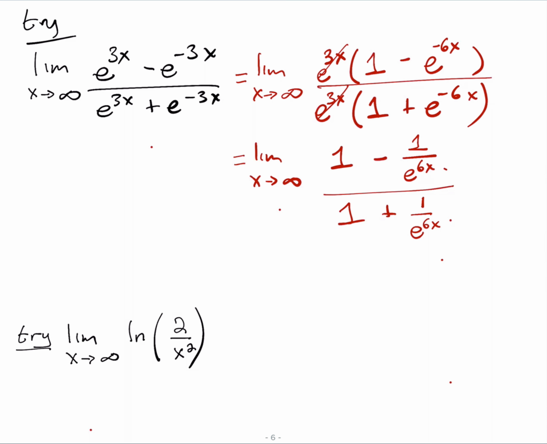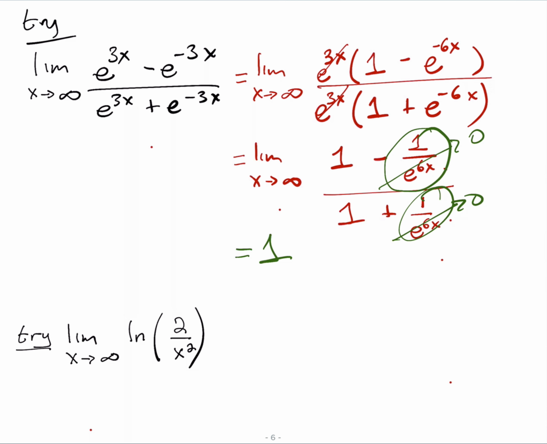All right, so now we talked about this a little while ago. What's this limit as x goes to positive infinity? Make sure you're careful with the sign. As x goes to positive infinity, what happens with e to the 6x? That's going to infinity, right? So then what about 1 over e to the 6x? That's going to 0, right? And the other 1 over e to the 6x is also going to 0, right? So what's the limit? 1.